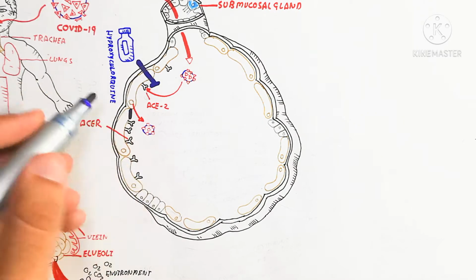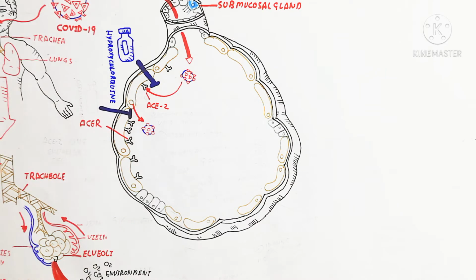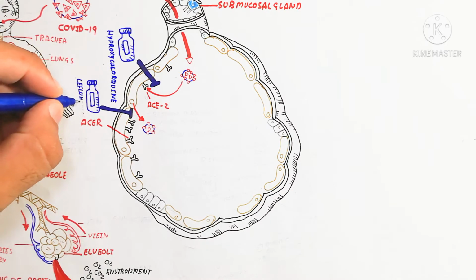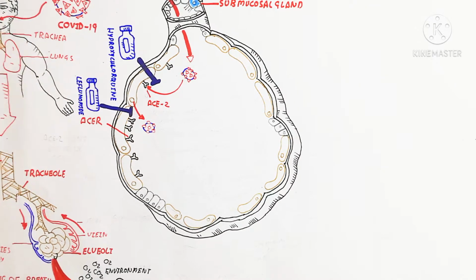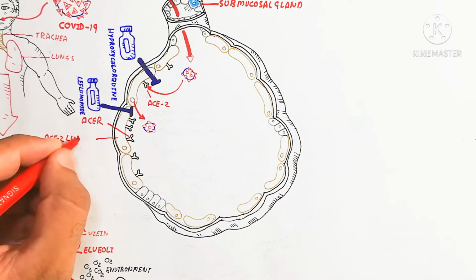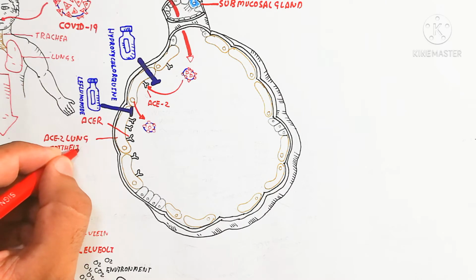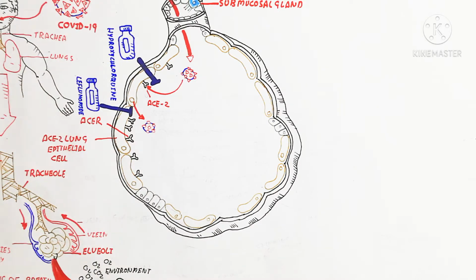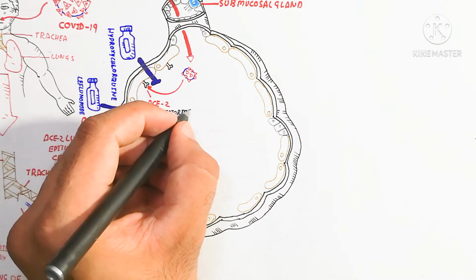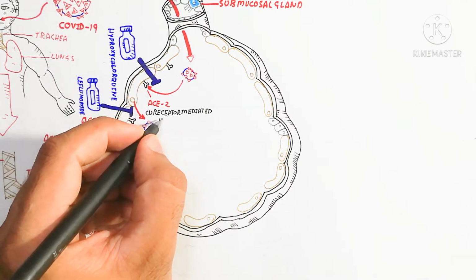Without the drug, there is infection, which produces replication inside the ACE2 lung epithelial cell, and after the replication the virus is released. During the release of the virus, we can also use a drug known as leflunomide. This leflunomide is also used for it.